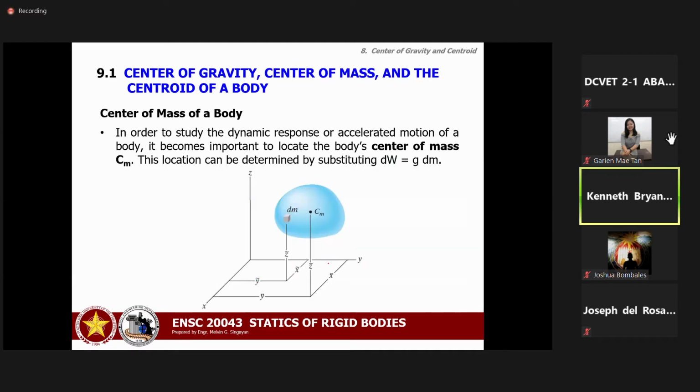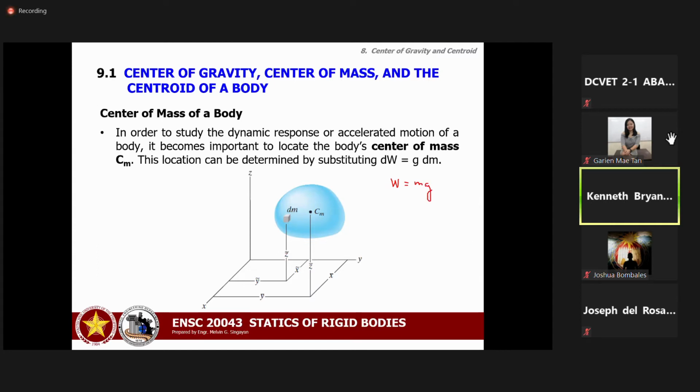Now, for the location of the center of mass of a body, that is used in the study of dynamic response or acceleration of a body. So it is important to locate the body's center of mass. And this location can be determined by substituting dW is equal to g times dm. If you can recall from physics, weight is equal to mass times the gravitational acceleration.